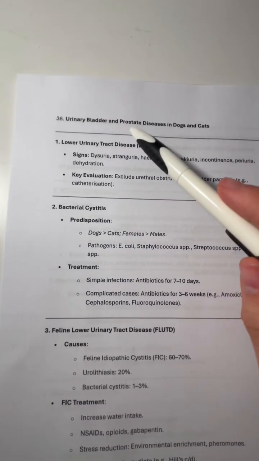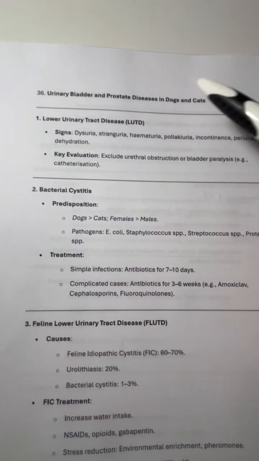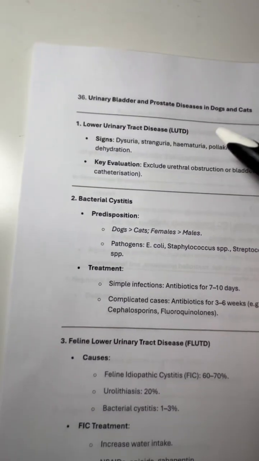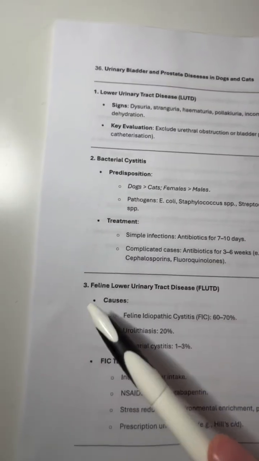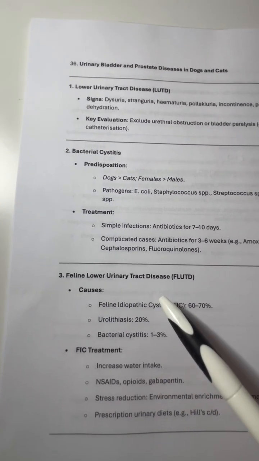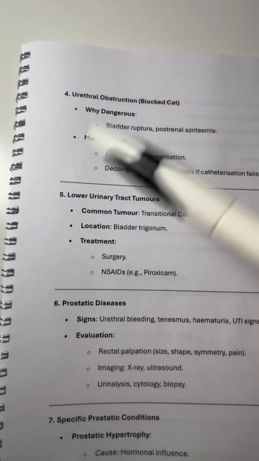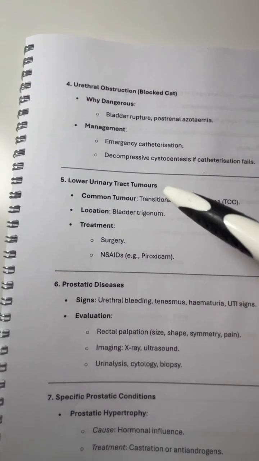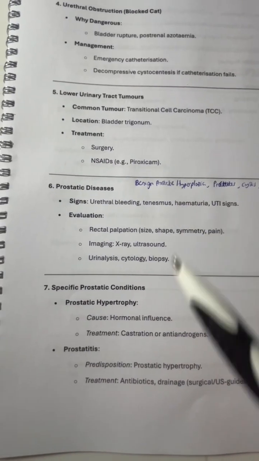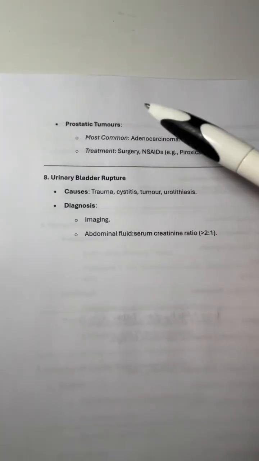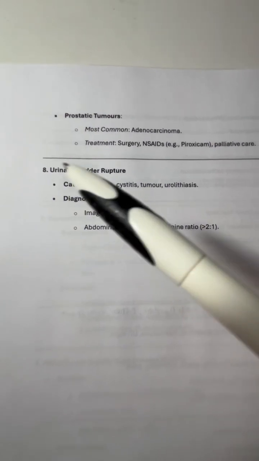The urinary bladder and prostate diseases in dogs and cats. The urinary bladder diseases are lower urinary tract disease, LUTD, bacterial cystitis, feline lower urinary tract disease, or FLUTD, urethral obstruction, and lower urinary tract tumors. The prostate diseases are benign prostate hyperplasia, prostatitis, and prostate tumors. Also discuss urinary bladder rupture.